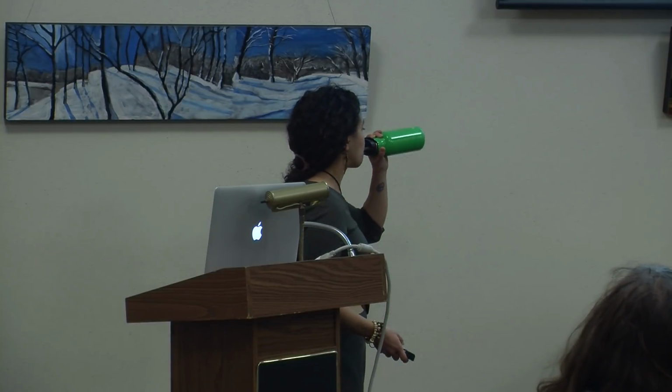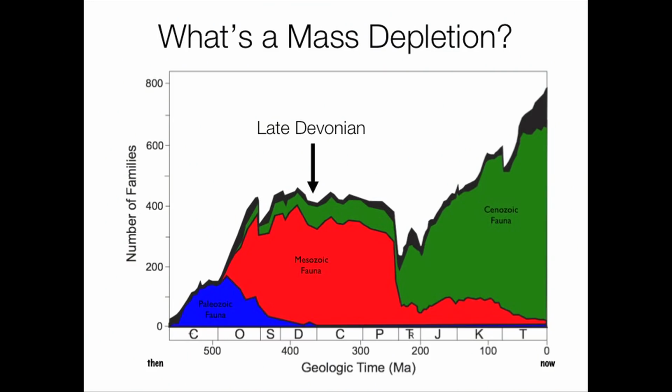All right, so we've talked about sort of the big three. Now I'm going to talk a little bit about a new project that I'm starting on one of these mass depletions. So I told you about the end Triassic mass depletion already. But there's another one in the late Devonian. So this is right after that, the really cold extinction and before the volcano extinction.